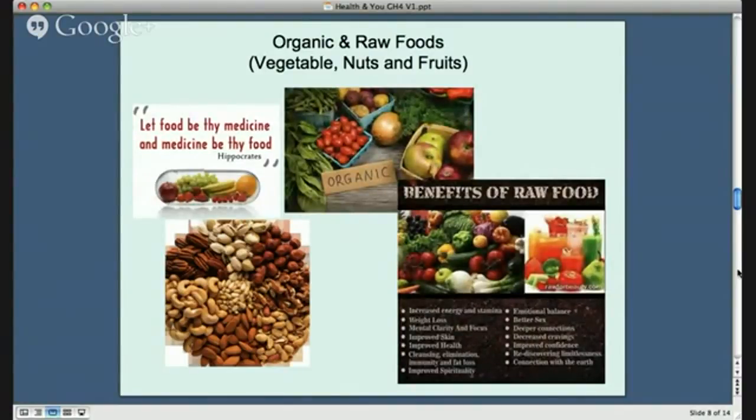So what should be included? Organic and raw foods, because as we said the other day, you've got lots of antioxidants in fruits and veggies and nuts, and they're good for us and nourish our body. And you can see down here the benefits of raw food: weight loss, improved skin, mental clarity, better sex.